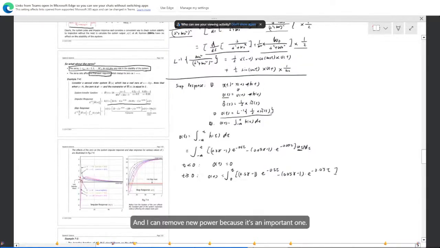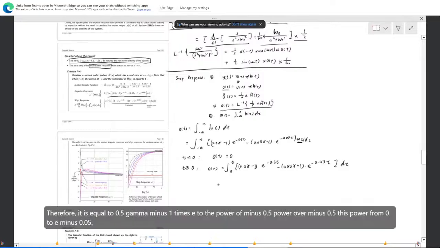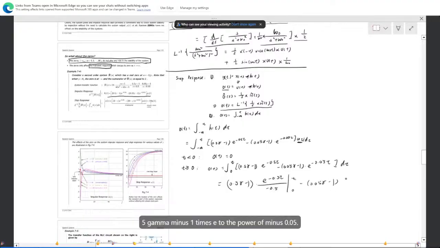And I can remove u(tau) because it's equal to 1 in this range of tau. Therefore, it is equal to 0.5(gamma minus 1) times e to the power of minus 0.5 tau over minus 0.5, with tau from 0 to t, minus 0.05(gamma minus 1) times e to the power of minus 0.05 tau over minus 0.05, with tau from 0 to t.